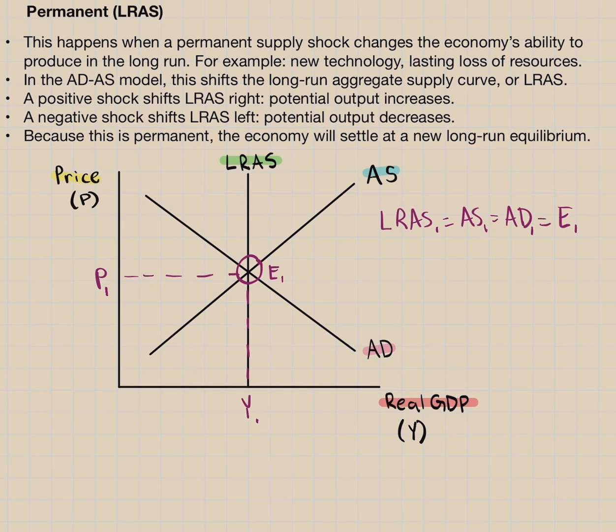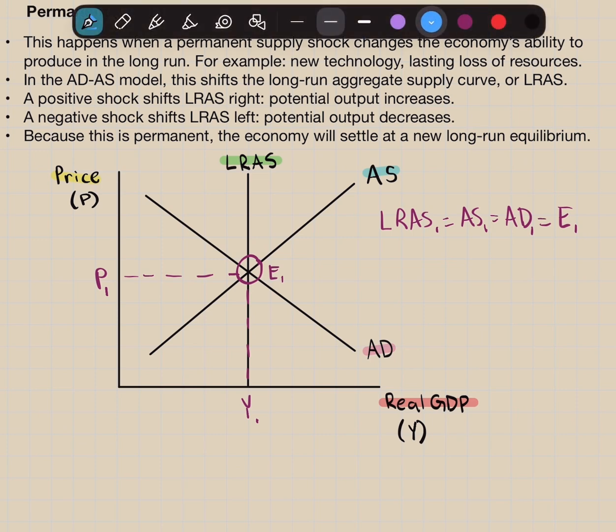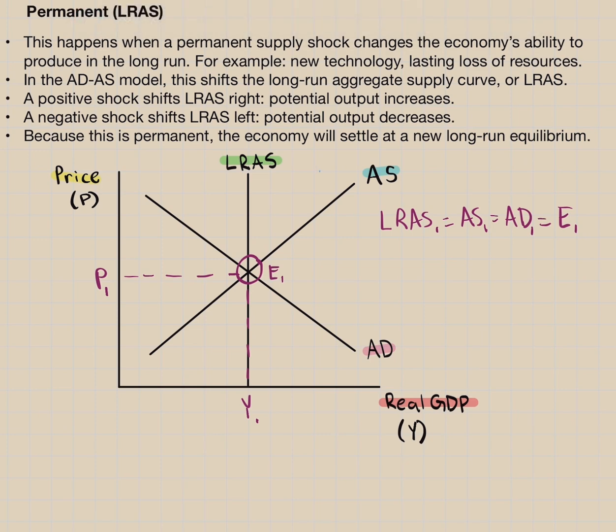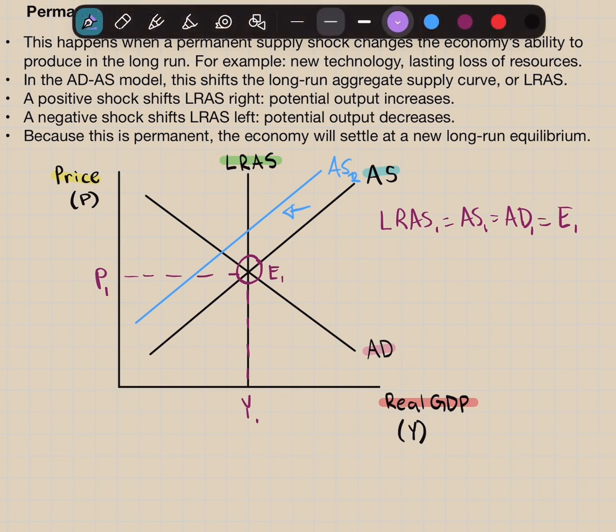Let's say there's a terrorist attack and physical capital like a factory is destroyed. This will shift aggregate supply to the left. We now have a different intersection between aggregate supply and aggregate demand. Because of this, long-run aggregate supply needs to shift to the left.